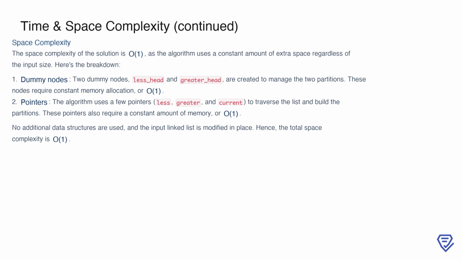Importantly, the algorithm modifies the input linked list in place without using any additional data structures like arrays or temporary lists. This ensures that the total space complexity remains O(1).